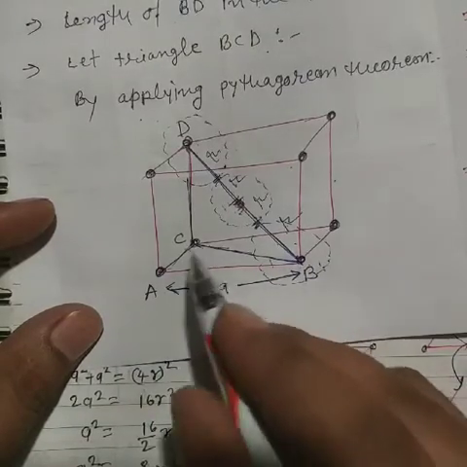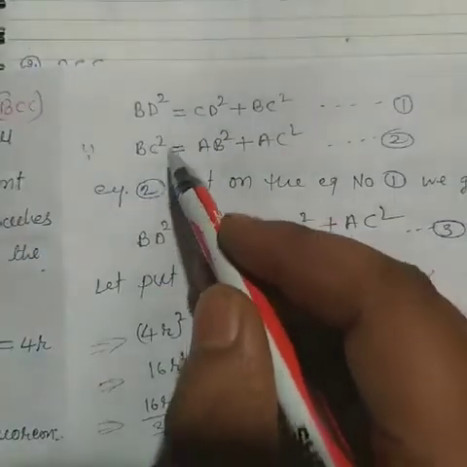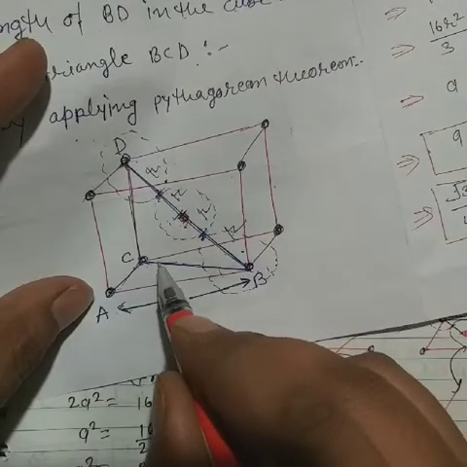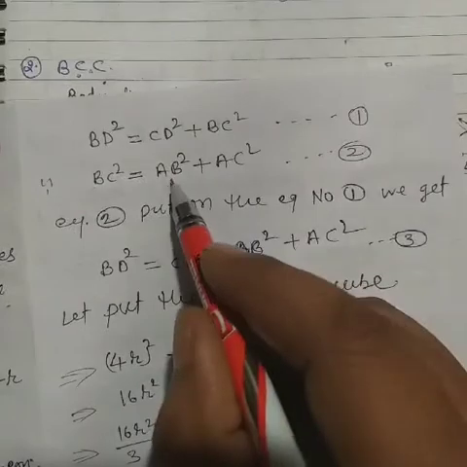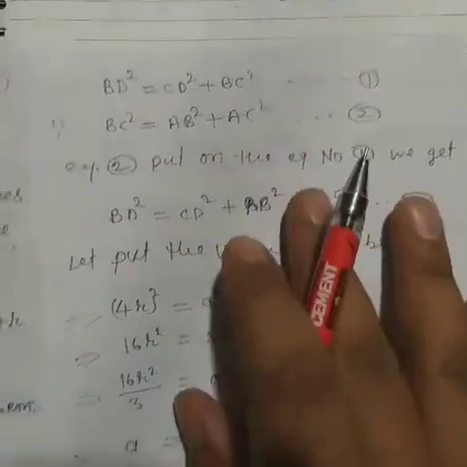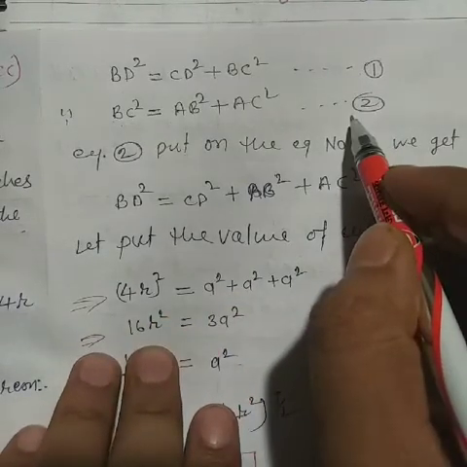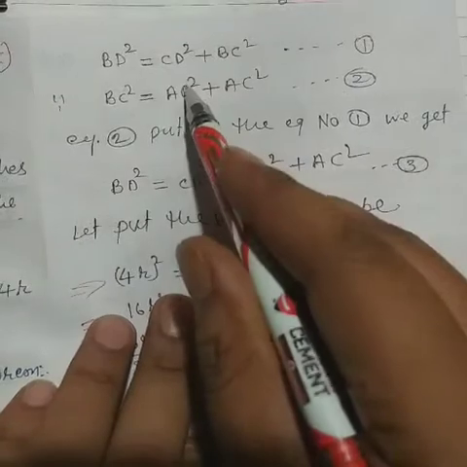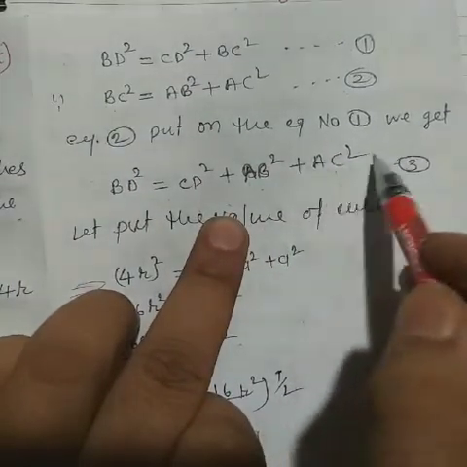Now here is another part, triangle ACB, where the atoms are touching. So we take this. Here BC is the hypotenuse. Now the hypotenuse square equals the other two sides, that means AC and AB square. So BC square equals AB square plus AC square. We consider this as equation number 1, and this as equation number 2. Now put equation number 2 into equation number 1. So we get BD square equals CD square plus BC's value, that means BC's value put as AB square plus AC square. Now here it is equation number 3.